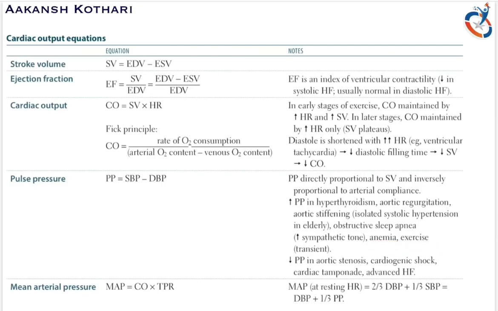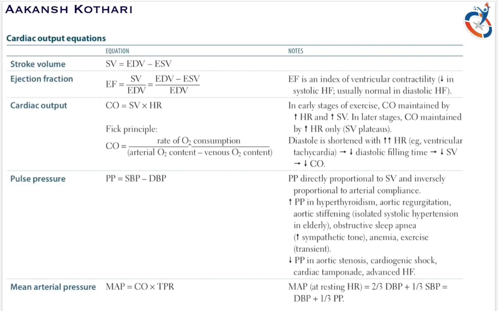Now, there is a decrease in the pulse pressure in cases of aortic stenosis. Since here it was regurgitation, here it will be stenosis. There's cardiogenic shock, cardiac tamponade, and advanced heart failure. So these are the changes in the pulse pressure which are very highly important and is tested again and again in the exam. So please remember these.